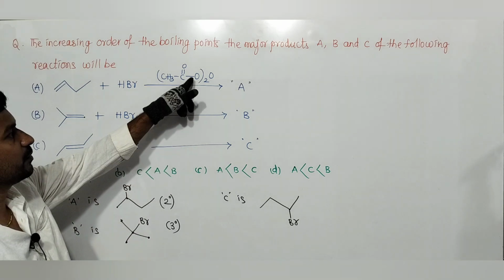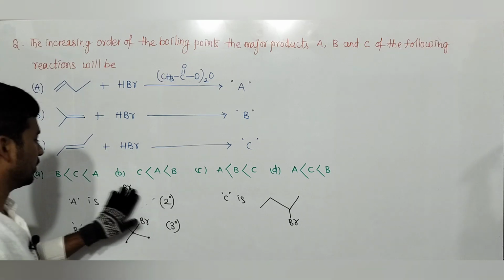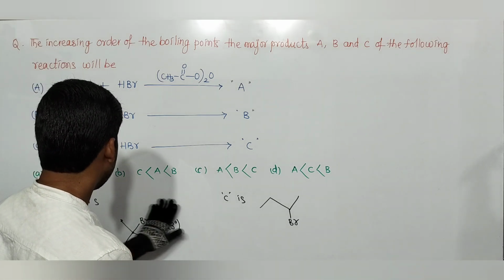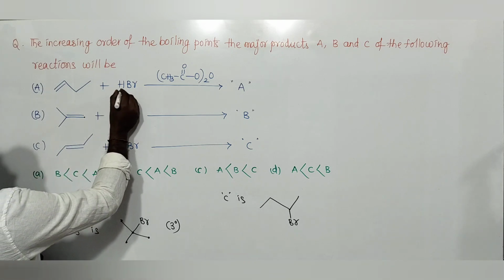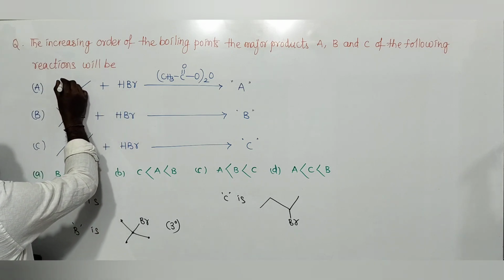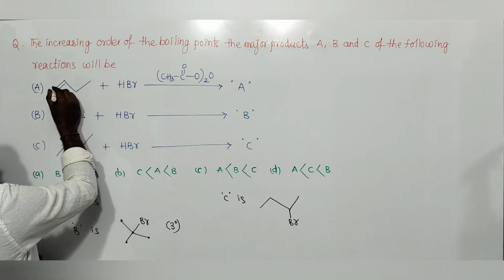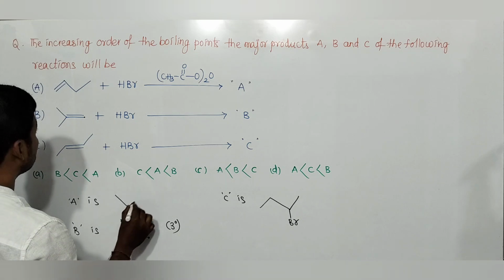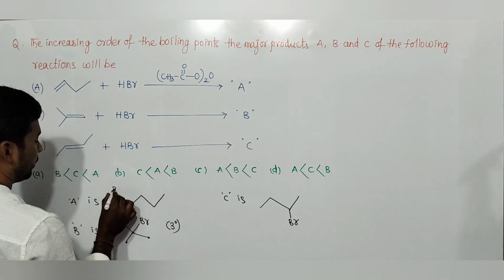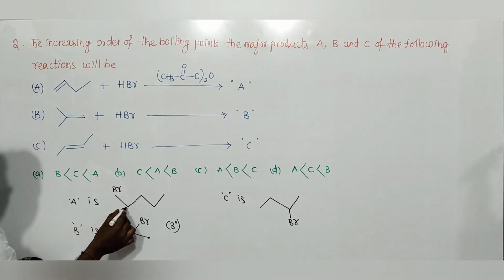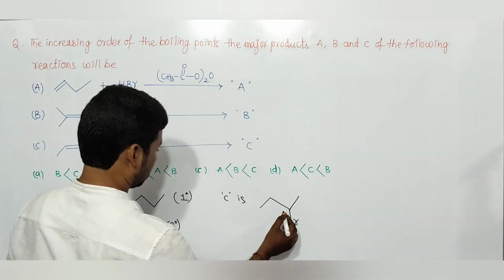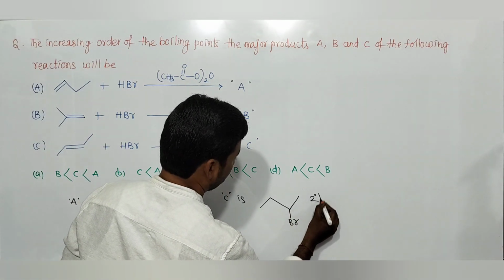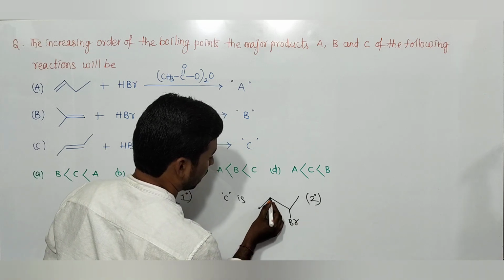Yes, in presence of peroxide, I neglected that one. In presence of peroxide, the addition is opposite to Markovnikov's rule, anti-Markovnikov. That means to this carbon hydrogen is added, to this one bromine is added. So peroxide is there. This is primary carbon, primary. And this is secondary butyl.